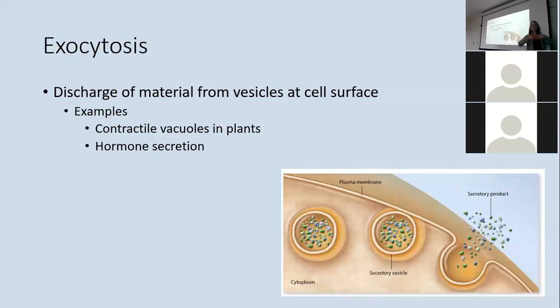These secretory vesicles that are released from the trans face of the Golgi come up, fuse with the plasma membrane, and then open up to the outside, and whatever they're holding, hormones or excess water, waste, whatever needs to be released is released to the outside of the cell. So that's exocytosis. We just lump all of that together. We don't get any more particular than that. So we can discharge stuff, waste or chemical signals or what have you, from vesicles at the surface of the cell.